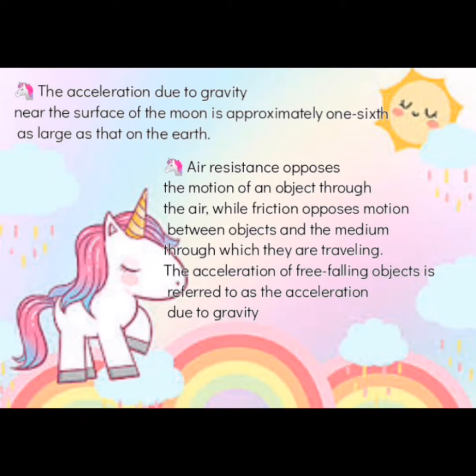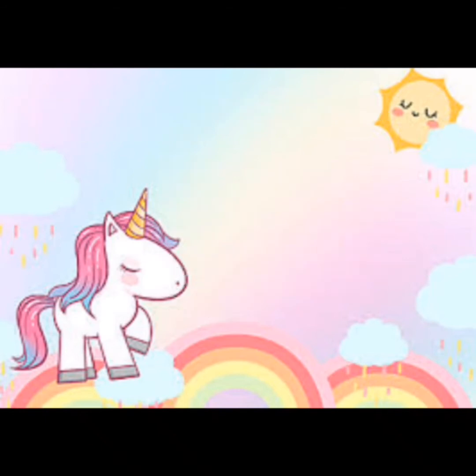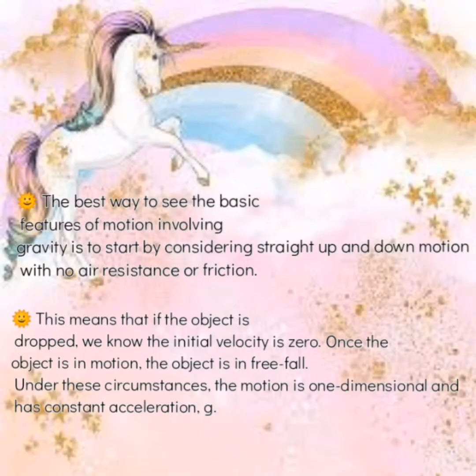So it means that air resistance and friction must critically play a role in free-fall motion, in finding the movement of falling objects, and the acceleration due to gravity is constant. The best way to see the basic features of motion involving gravity is to start by considering straight up and down motion with no air resistance or friction.